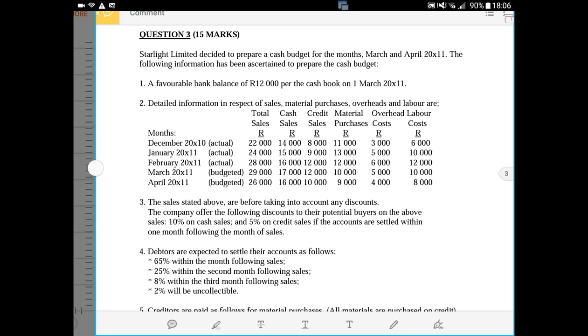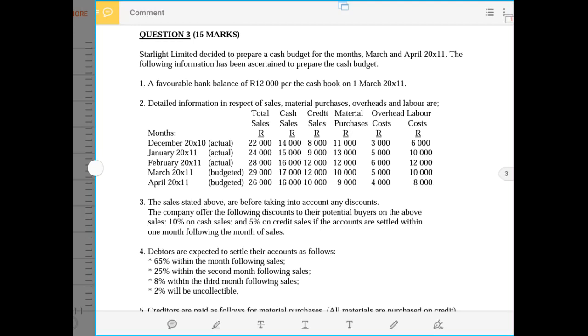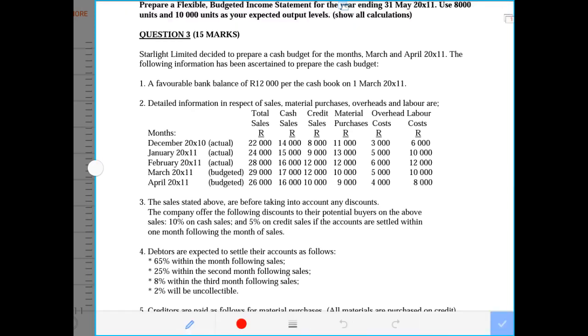Good day, students. I will be doing this question 3, which is a question on cash budgets. It reads as follows. Starlight Limited decided to prepare a cash budget for the months of March and April 2011. So that means we will be doing a cash budget for the 2 months, which is March and April. The following information has been ascertained to prepare the cash budget. So we are given the information below in order to prepare the cash budget.